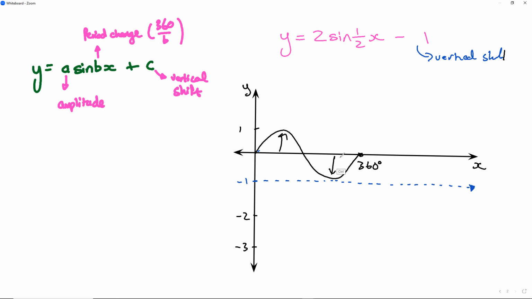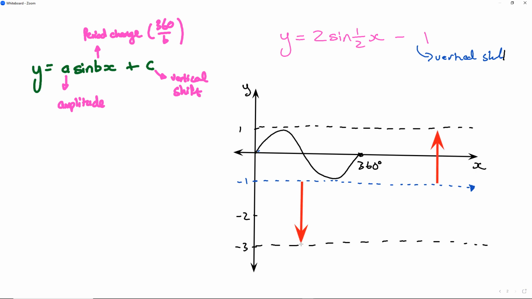For y equals sine x, I'm now doubling the amplitude. But at the same time, I've changed the axes. There's the dotted line. I now need to remember this is the height of my new graph, and this is the lowest point of my new graph. The total distance from here to here is my amplitude, and from there to there is my amplitude. It's going to be the number 2.